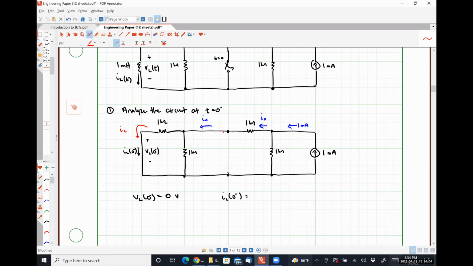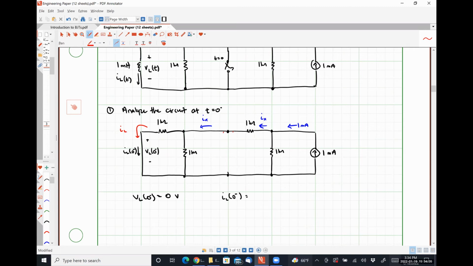I don't think it is. The reason why I say it won't split in half again is, if we applied current division here, what's the total resistance seen by that current IX? It's not 1 kilo ohm. It's 1 kilo ohm in series with half a kilo ohm. So it's not going to be simply a quarter of a milliamp. Does that make sense? Okay.